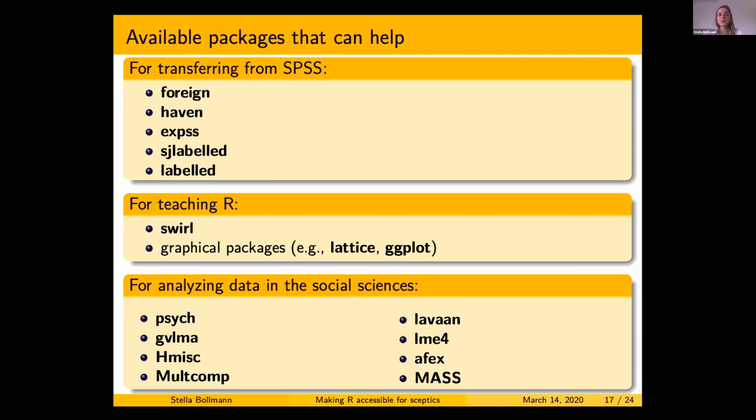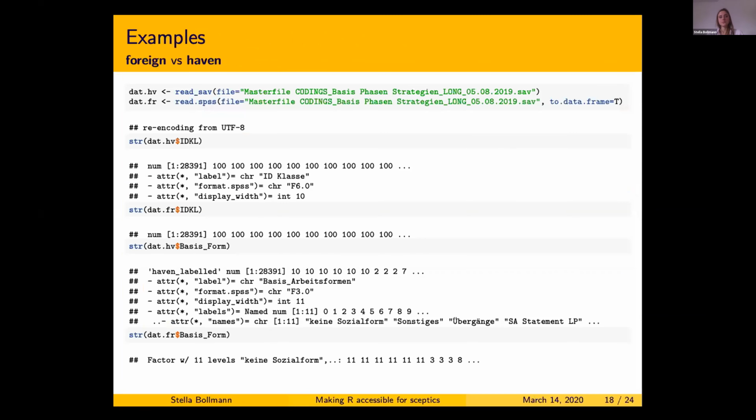And for specifically analyzing social science data, there are also a lot of packages out there that make it easier than just using base R. I just named a couple of them. I'm not going too much into detail with all of them. I'm just going to show you a couple of examples.